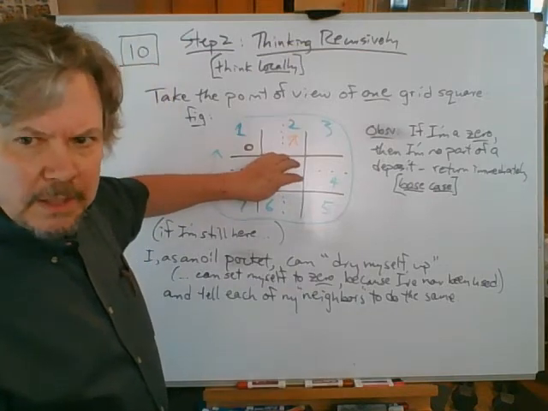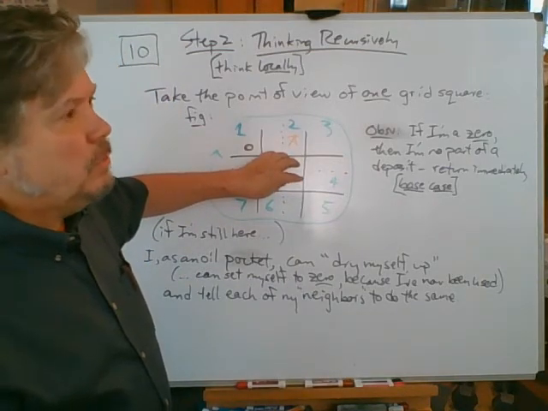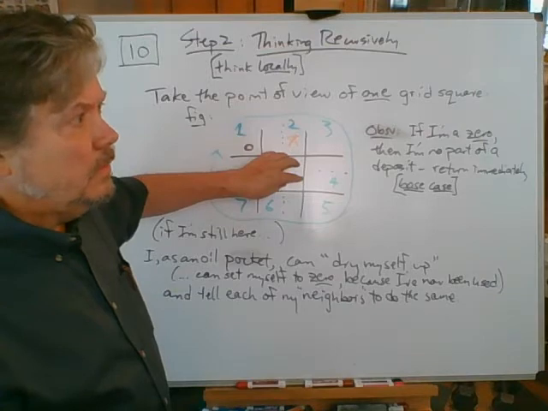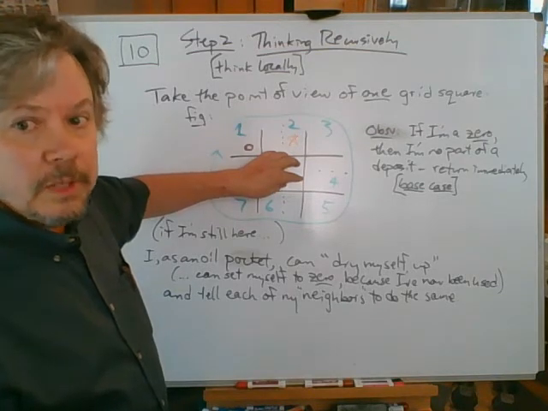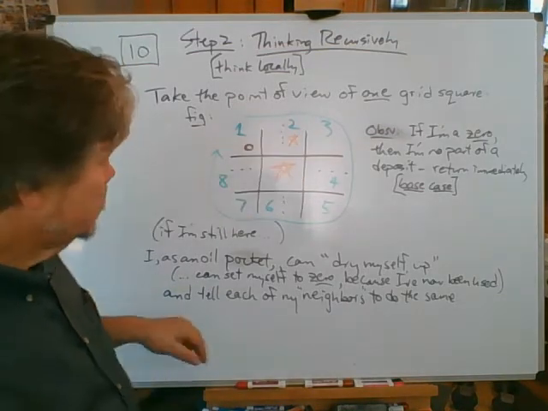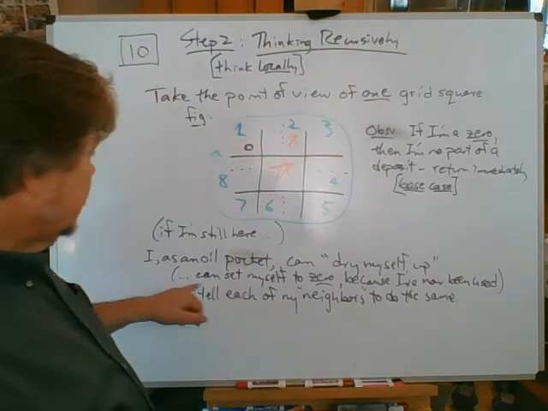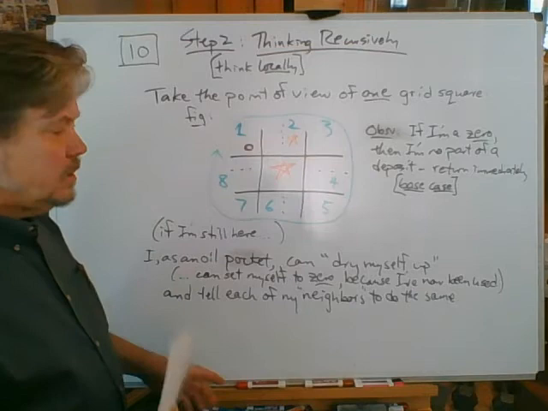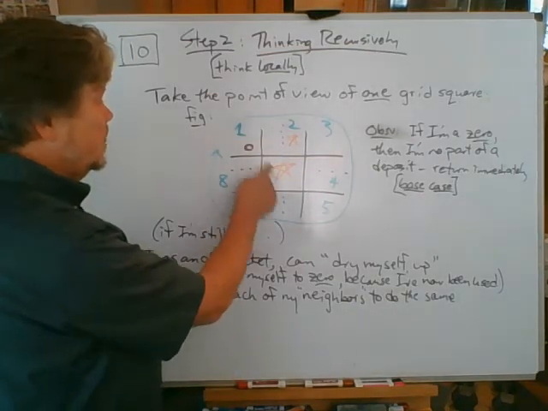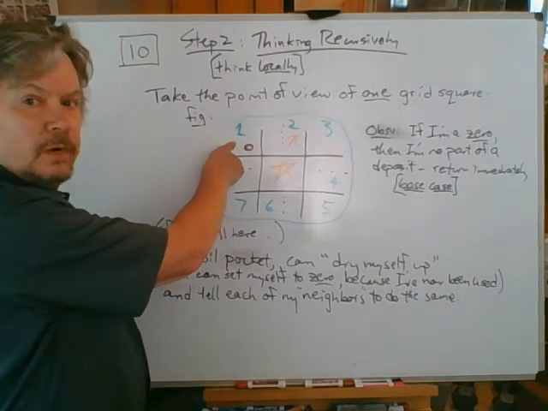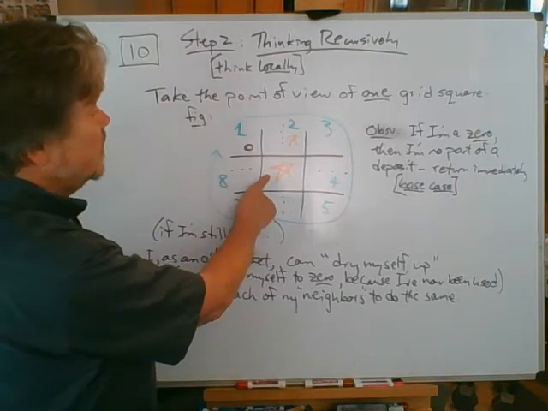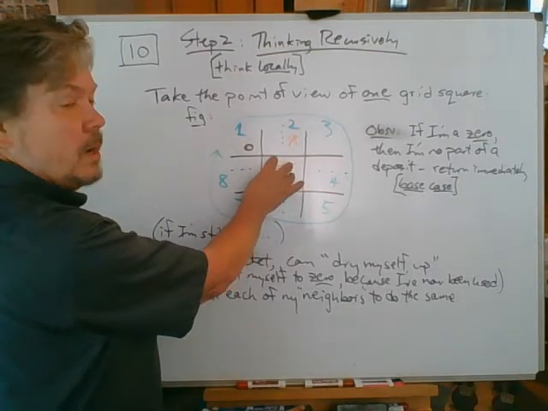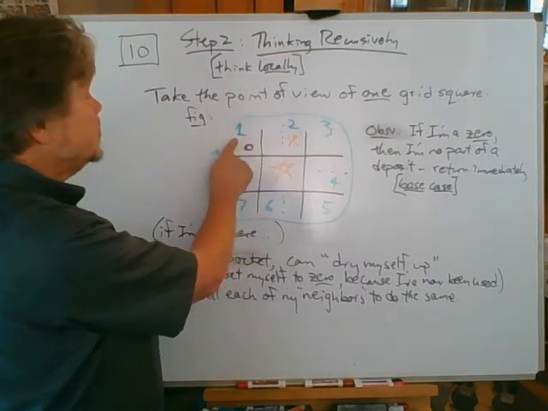I can set myself to 0 because now I've been seen. I've been counted. I keep using that word. We're not counting the oil pockets. We're counting only the deposits, the connected regions. So I'm sorry for using that. I can set myself to 0 because I've now been used. I've been used up, and tell each of my neighbors to do the same. Without loss of generality, I'm going to say we go up to this square first. So this one says, I've been used. I have oil. I'm part of a deposit. Are you with me? Comes up this direction.